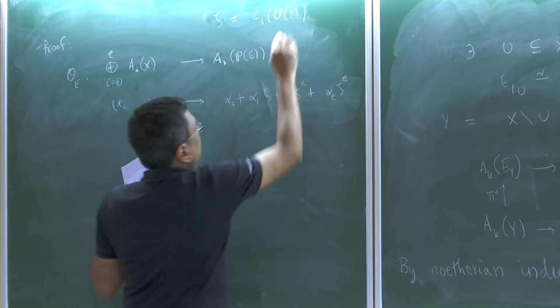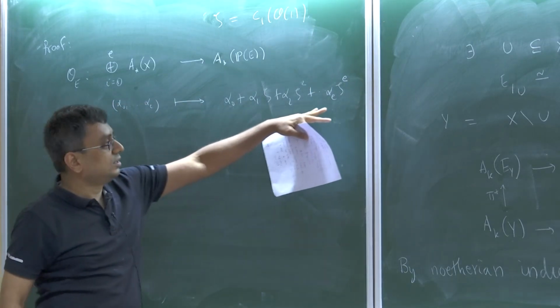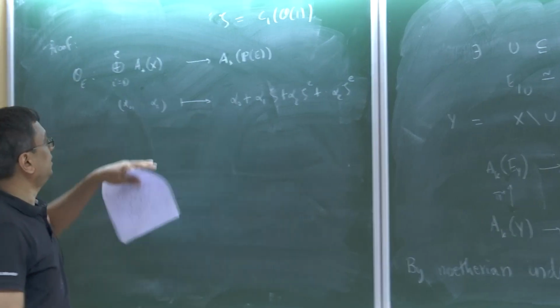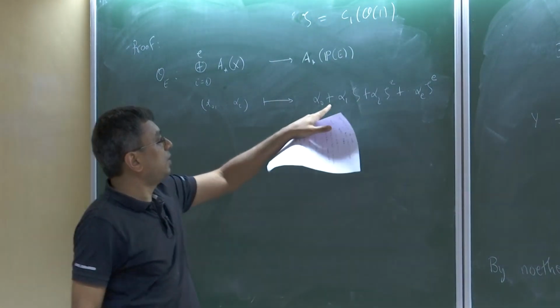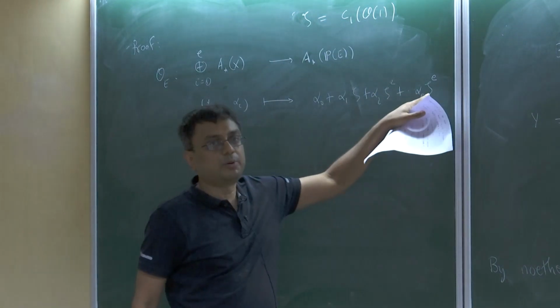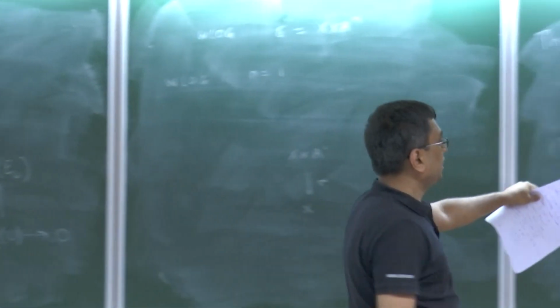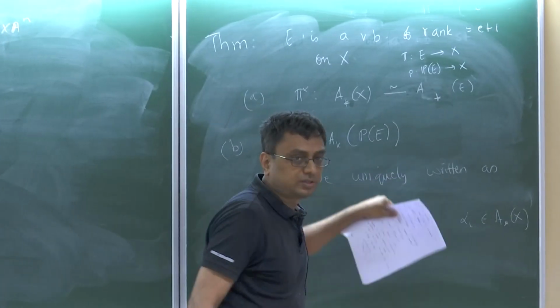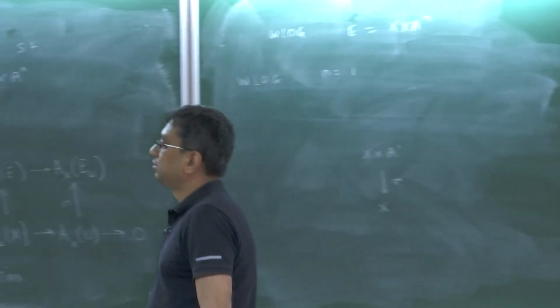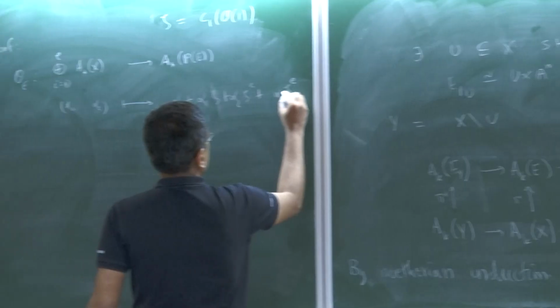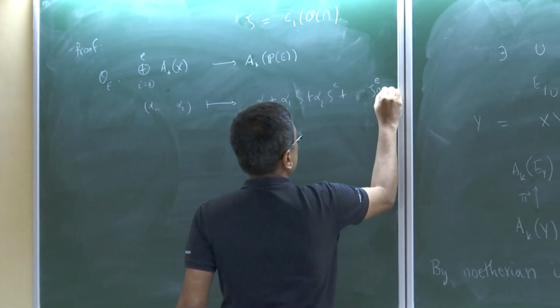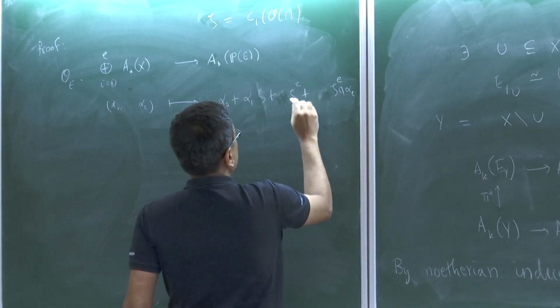Okay, so now this is like saying that this is a free module generated by 1, zeta, zeta square, up to zeta to the power E, except that these zeta are the first Chern class of O(1). Right now they are operators, so I have to write this cap product. Therefore I have to write cap here.